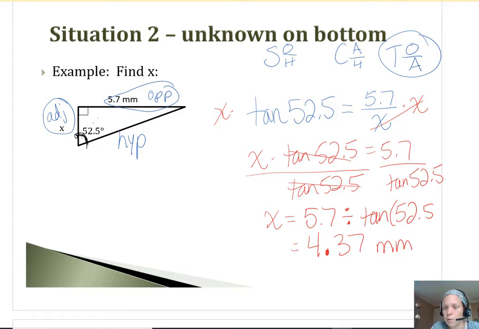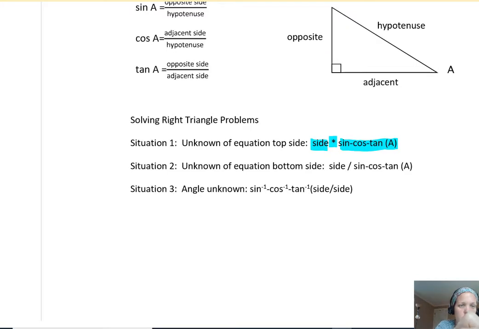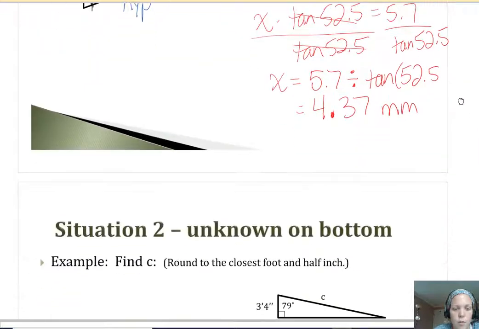Okay, so if we look at our formula sheet, and I'm going to go off of this more on the next one. If the unknown of the equation is the bottom side, we take the side we know divided by the trig part. So this is why I said with situation 1, it's really important to put the side first every single time to be consistent. If the unknown's on top, it's the side times the trig part. If the unknown's on the bottom, the x is on the bottom, it's the side divided by the trig part. Okay, so we'll do this one going off the formula sheet a little more.